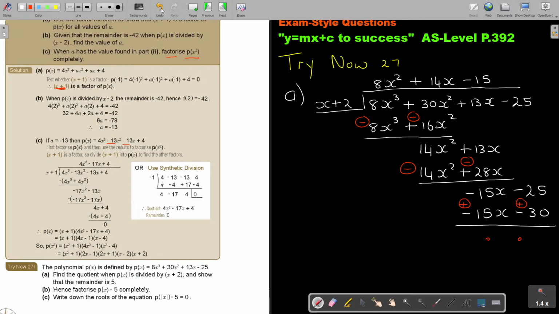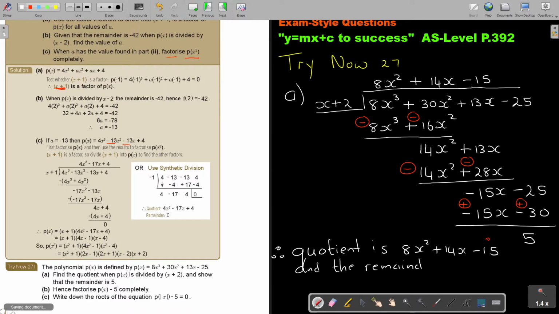Okay. Oh, I almost said nothing. It's not nothing, because that one cancels, but this one is going to be 5. And then I can just say the quotient. Therefore, the quotient is 8x squared plus 14x minus 15, and the remainder is 5. Okay, and that's my answer.